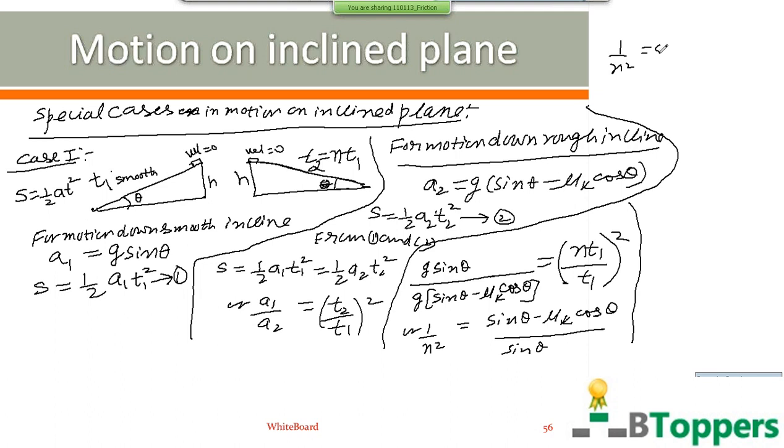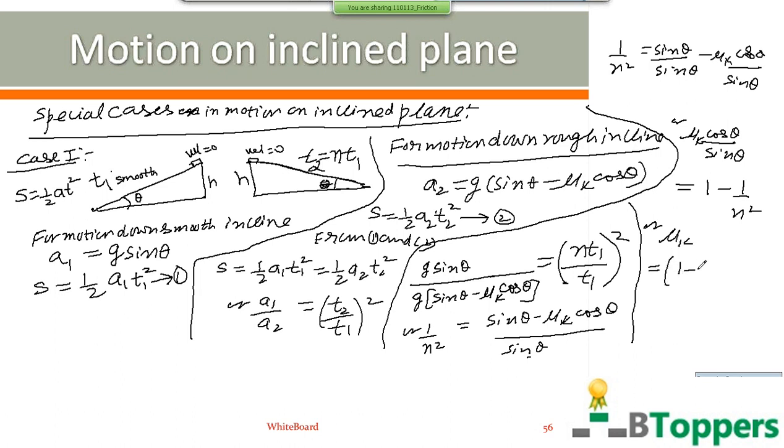So 1 by n square, on the right side, you can write sin theta by sin theta, first term, dividing each term separately with the denominator sin theta minus mu k into cos theta by sin theta. So you can write mu k into cos theta by sin theta is equal to sin theta by sin theta. You can write 1 by n square, you can carry to the right side. So you get mu k equal to 1 minus 1 by n square into sin theta by cos theta.